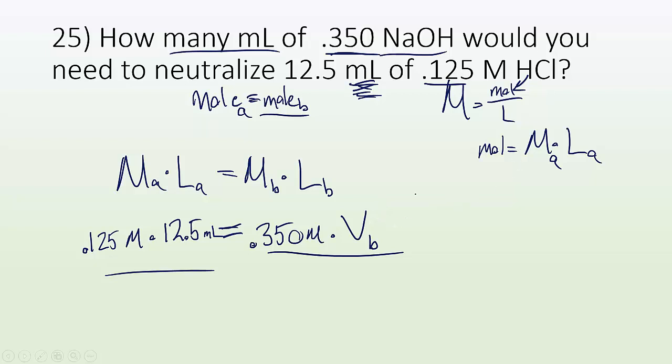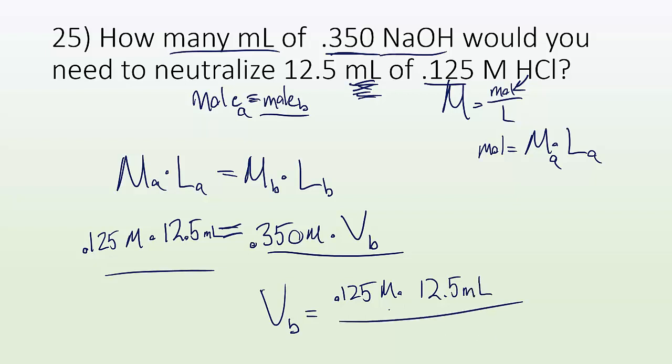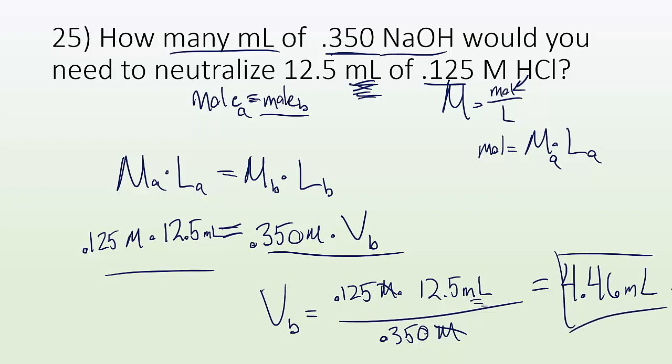So now let me rearrange this. And I'm going to get the volume of the base equals 0.125 molar times 12.5 milliliters divided by 0.350 molar. And here, look at the units. Molar cancels out. So my volume is going to be in milliliters. When I plug and chug that, the answer that I get is 4.46 milliliters. So that'll be how many milliliters of the base I need to neutralize that much of that acid.